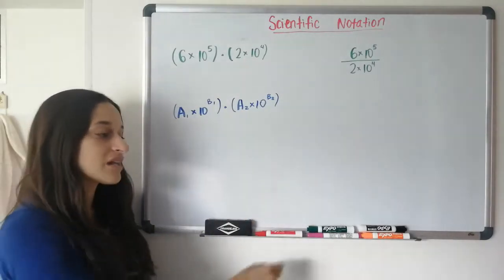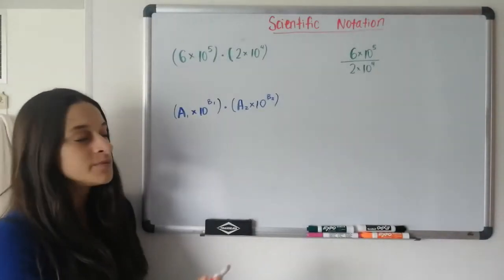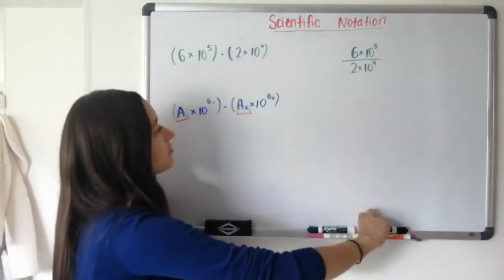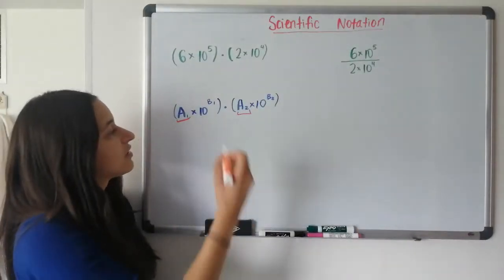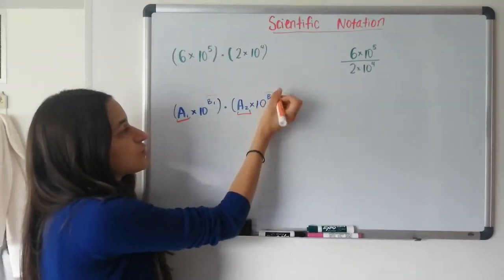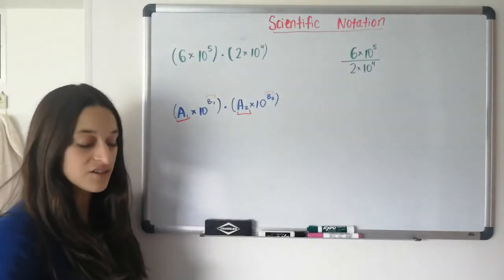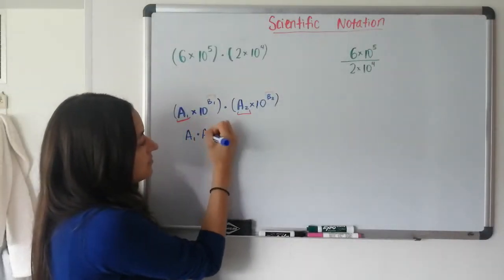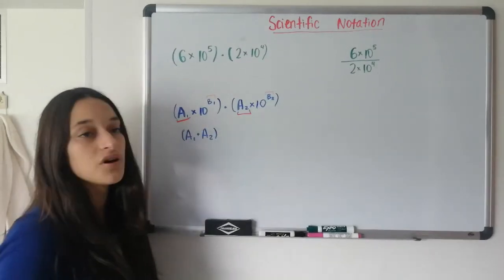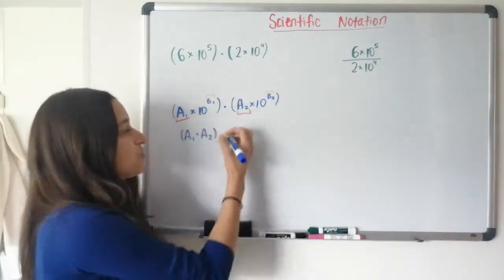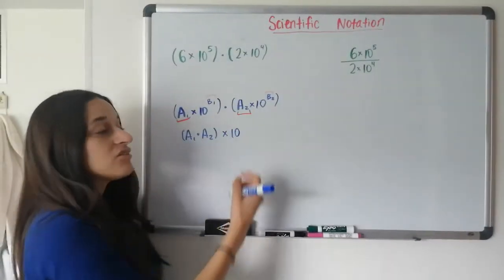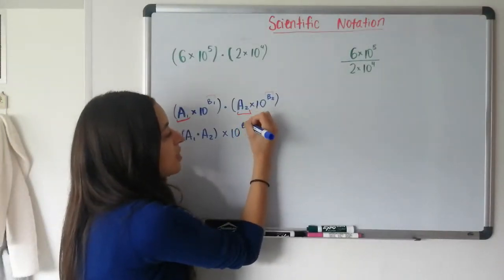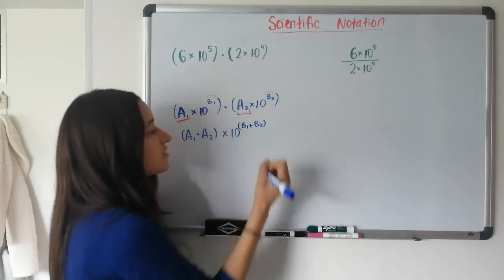The easy way to do this is to divide the problem into the A's and the B's. What you do first is multiply the A's and stop worrying about anything else. So you do A1 times A2, and that is going to give you the new A. Then you do times 10 to the, and to get the new exponent, you add the exponents. So you add B1 plus B2, and that is your new exponent.